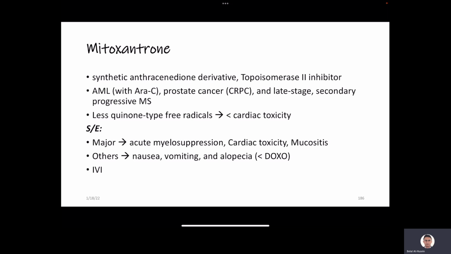Mitoxantrone is another drug related to anthracyclines. We mentioned it is an anthracenedione. In protocols, it is abbreviated as N, which comes from one of its first trade names, Novantrone.